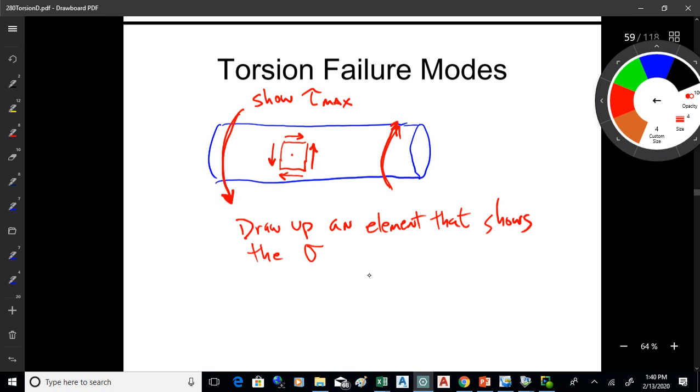So how about drawing up an element that shows the sigma maxes? Where do the normal stresses act? The maximum normal stresses. If you were to draw up an element that showed those, how would you draw it? Would it be a square as I'm showing at 0 and 90 degrees? So where would an element be where the maximum normal stresses are acting?